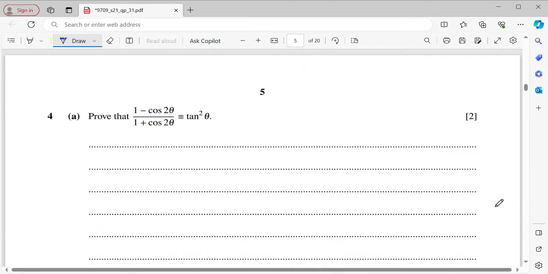Okay, now for question number 4. A. Prove the identity, right? You need to prove that 1 minus cos 2 theta over 1 plus cos 2 theta is equivalent to tangent squared theta. So I will start with the left hand side.